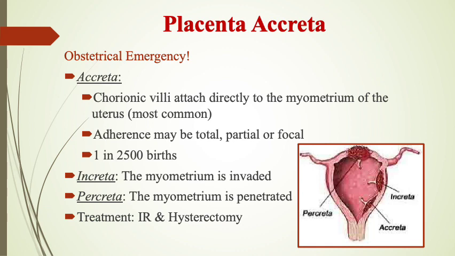This is a patient who will be delivered in the main OR. Hysterectomy will also be a treatment, because if the placenta attaches to or invades the myometrium, there's no way you can separate it other than to remove the uterus. So interventional radiology and hysterectomy are the mainstay of placenta accreta problems.